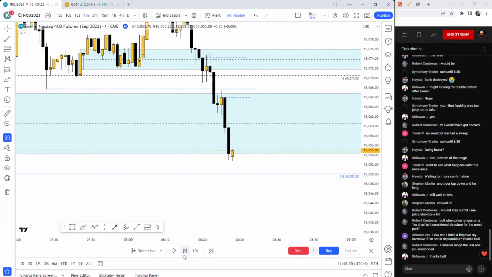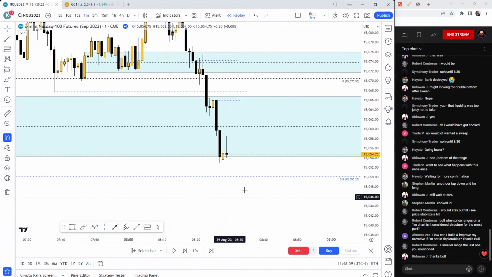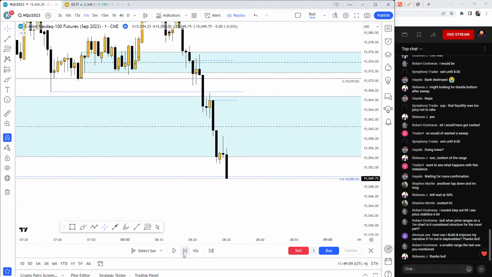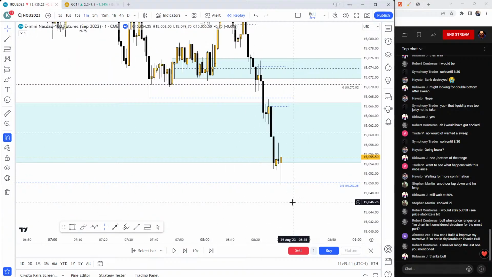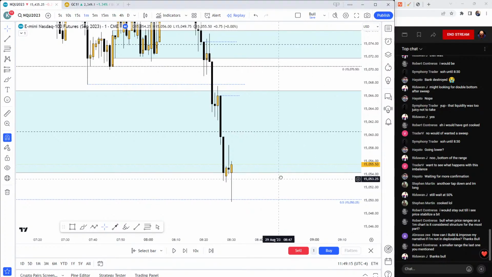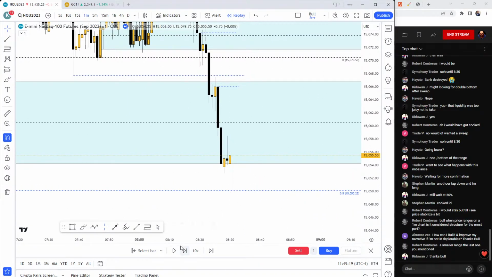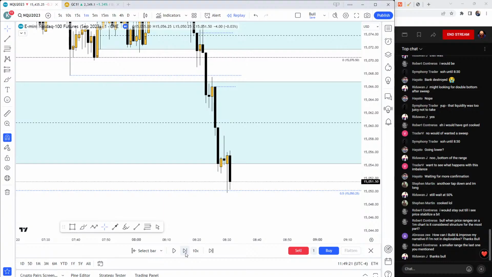Let's see what we get, with the understanding that this is a higher time frame zone than the 1 minute. There we go. Beautiful. Not really the inducement I was looking for, but certainly a strong reaction from here. Okay.